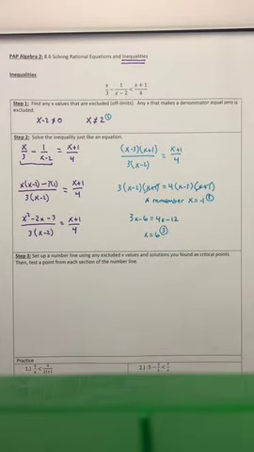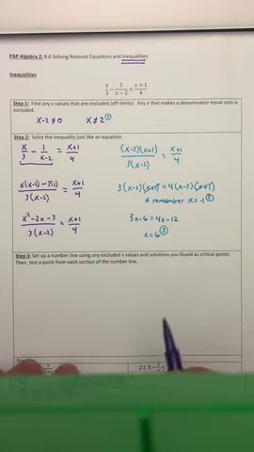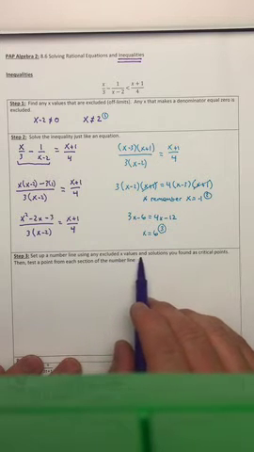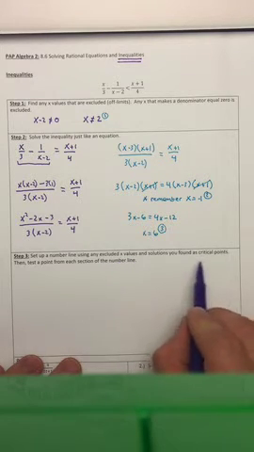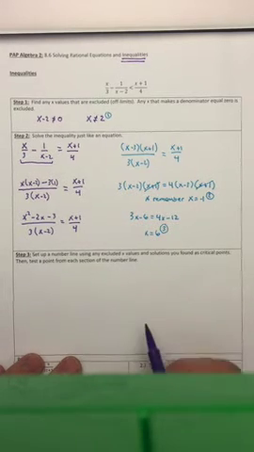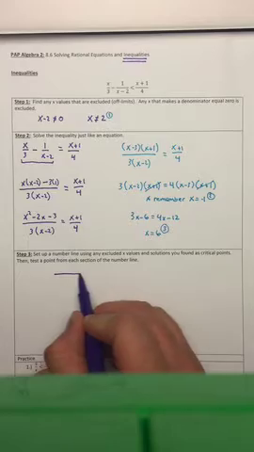Okay. Now step 3 is where students really kind of start to struggle. So really bear down and pay close attention to what we do here. Okay. Step 3 says set up a number line using any excluded x values and solutions you found as critical points. Then test a point from each section of the number line. So here's what I mean by that. Okay, so I'm going to set up a number line here.